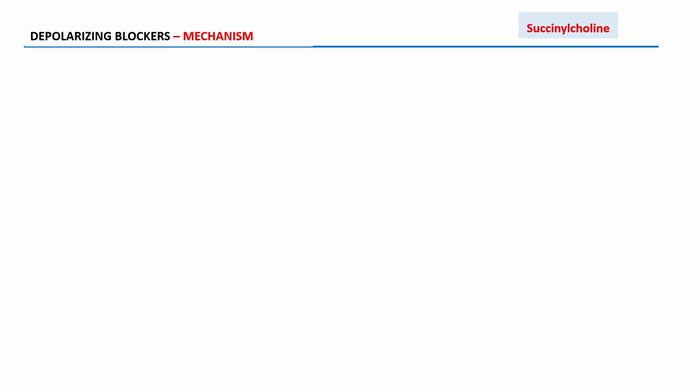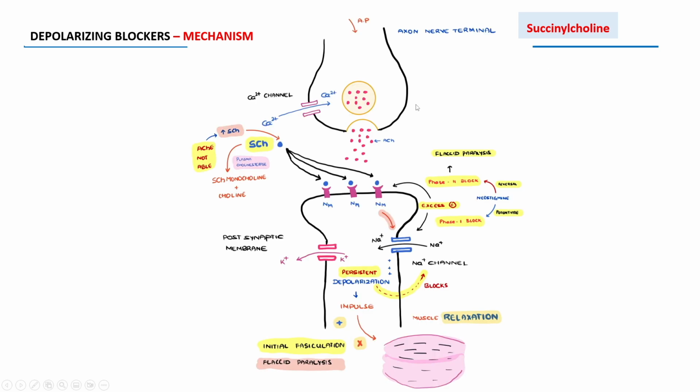So coming to the mechanism of action of depolarizing blockers, here the prototype drug will be succinylcholine. Here one needs to remember that succinylcholine actions are similar to that of acetylcholine. So in this diagram, whenever the action potential comes to the presynaptic or axonal nerve terminal, what happens? The calcium channel is activated, leading to entry of calcium, and this helps in the fusion of the synaptic vesicles containing acetylcholine, and this helps in the release of the vesicle containing acetylcholine into the synaptic nerve terminals. That is, the acetylcholine will be released into the synaptic cleft.